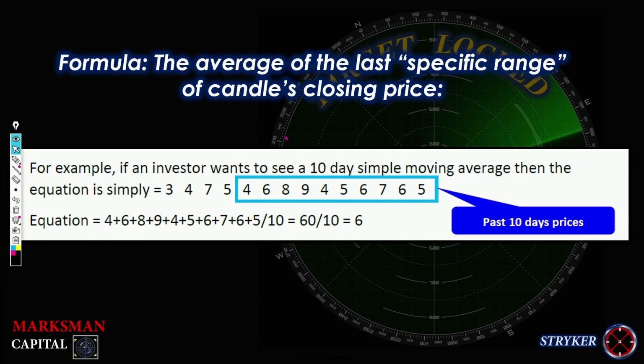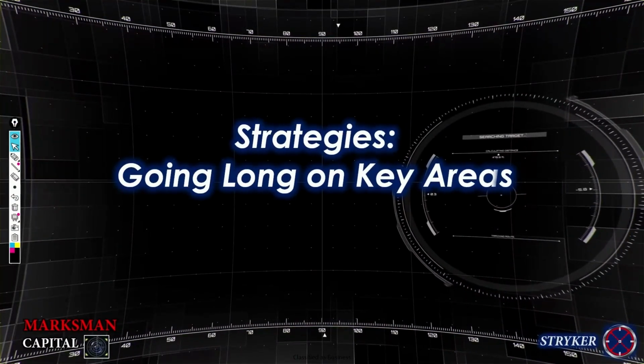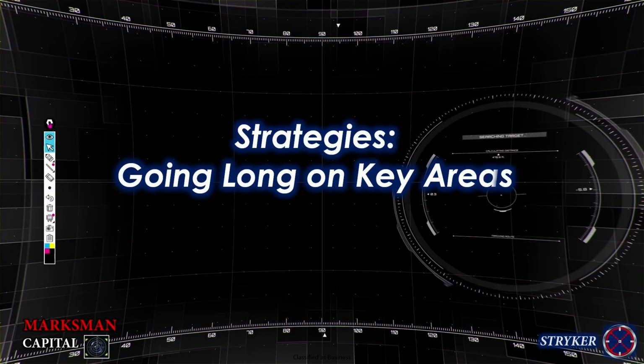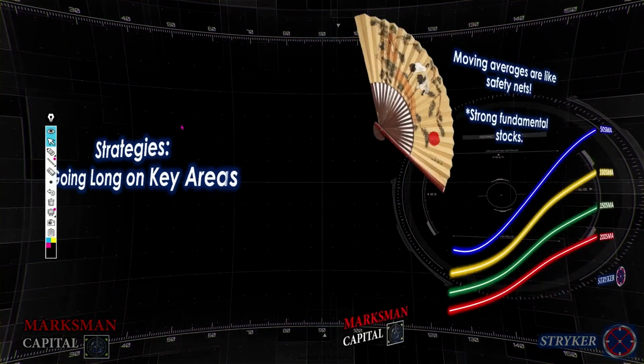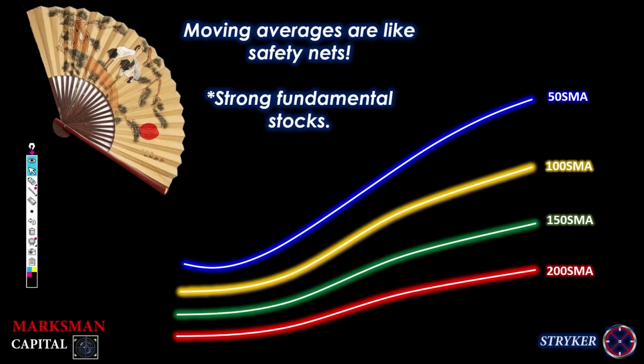And this gives us the idea of whether the stock, on the average of 10 days, is weakening or strengthening. Right? So it gives us a certain indication of the health of the trend. So, what are the strategies that are used? We go long on key areas. Now, what exactly do I mean by going long on key areas? And this is what I mean.